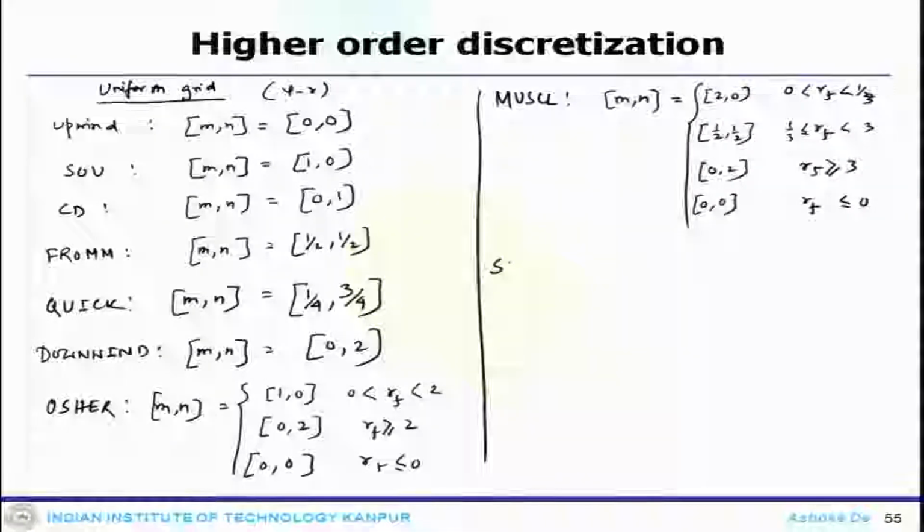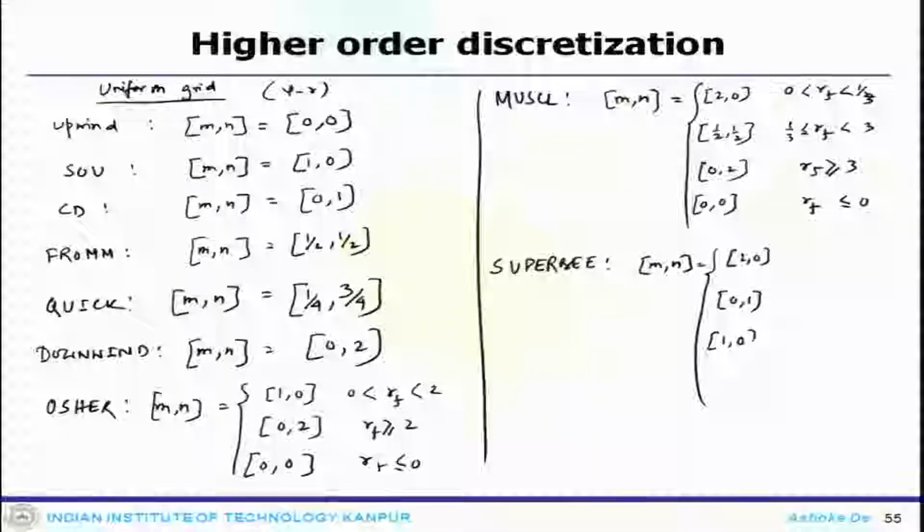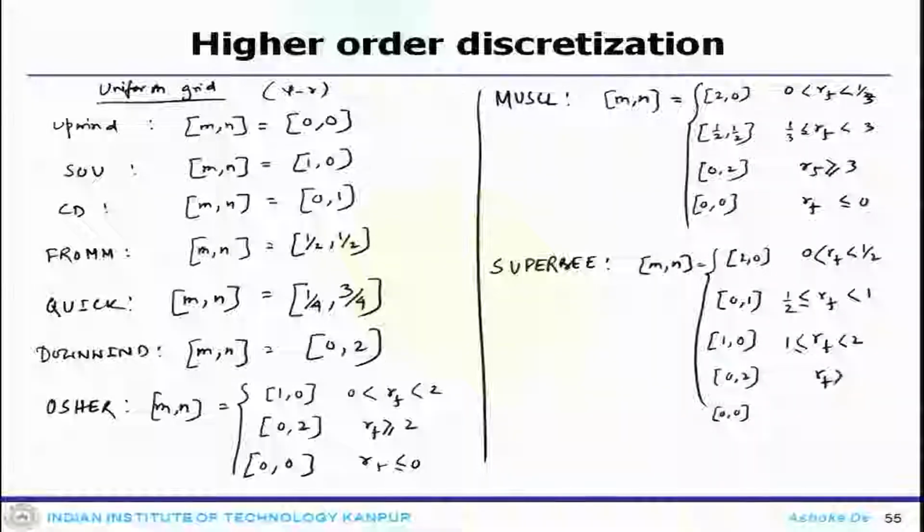And Superbee, which is given again in 5 segments: one is 2 0, 0 1, 1 0, 0 2, 0 0, where Rf less than half greater than 0, Rf less than 1 greater than half, Rf less than 2 greater than equals to 1, Rf greater than equals to 2, Rf less than equals to 0.